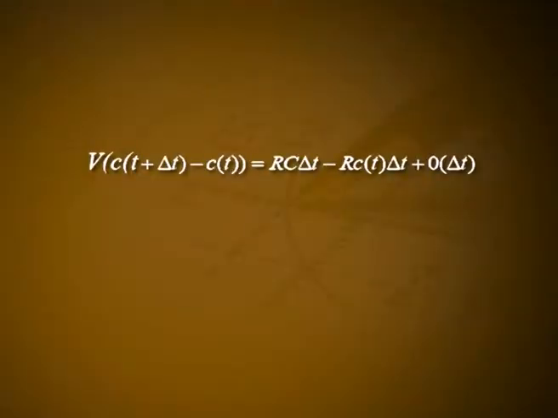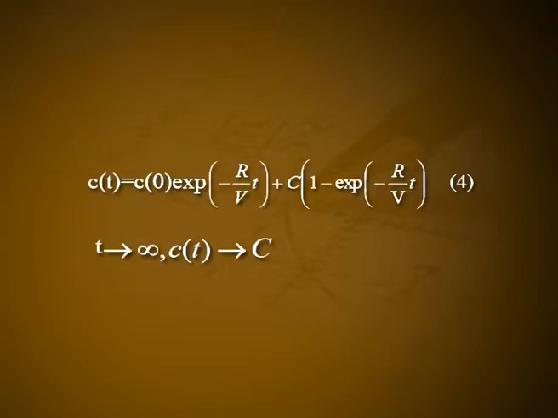Using the principle of continuity, we get V times (C(t plus delta t) minus C(t)) is equal to R C delta t minus R C(t) delta t plus o(delta t), giving V dC/dt plus R C(t) is equal to R C. Integrating, C(t) is equal to C(0) e raised to minus R/V t plus C (1 minus e raised to minus R/V t), and as t tends to infinity, C(t) tends to C, so that ultimately the vessel has the same concentration as the overhead tank.